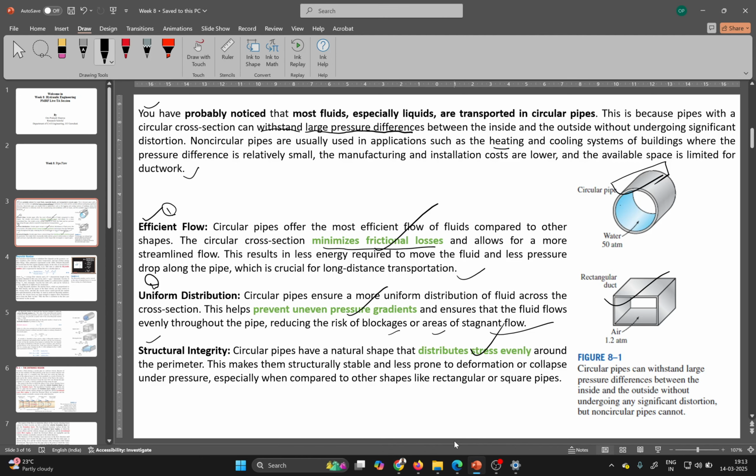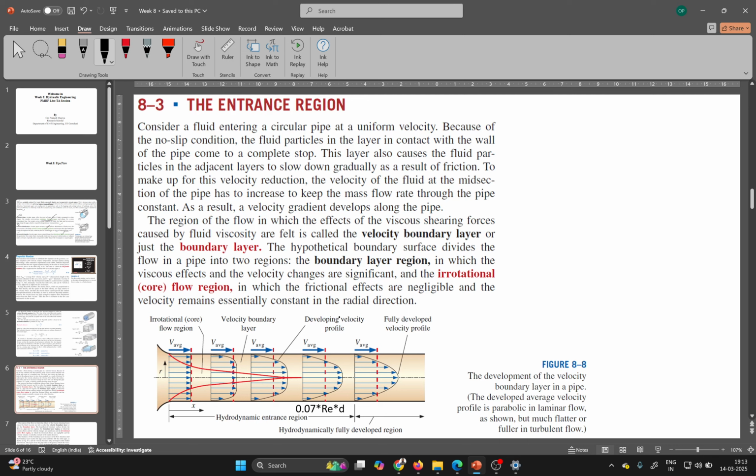Now we'll move on to the questions. So here is what I discussed previously, the fully developed flow. Here you can see, from here the velocity is varying, but here it is linear. Here there is constant velocity. Here it is constant for a little bit, but after that your velocity is parabolic. So hope you all got it.